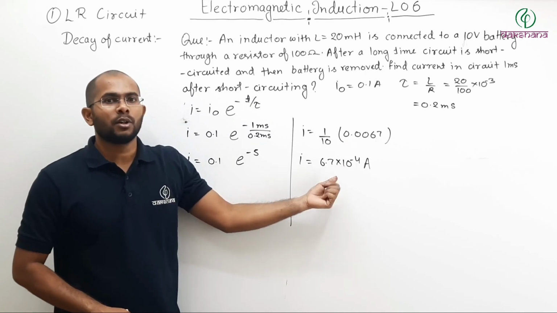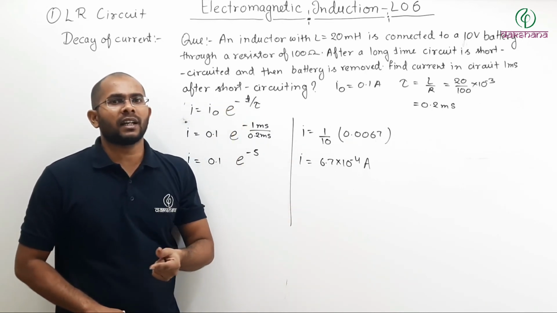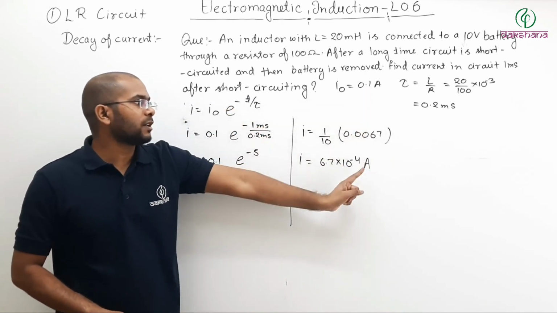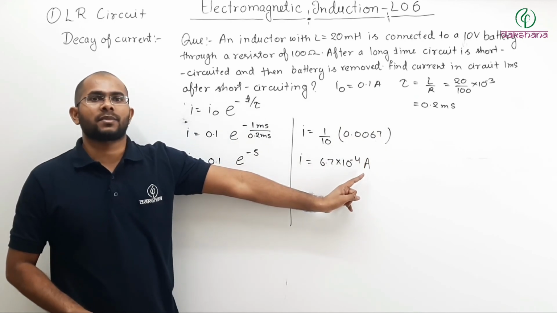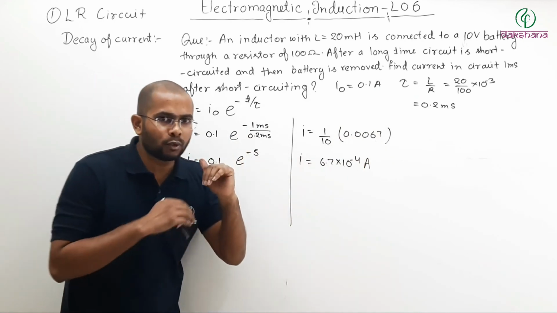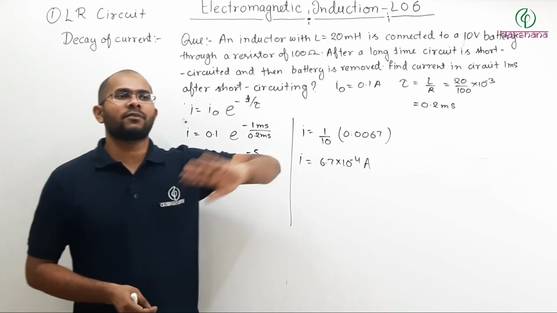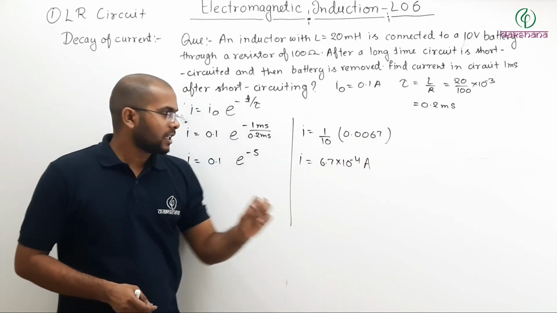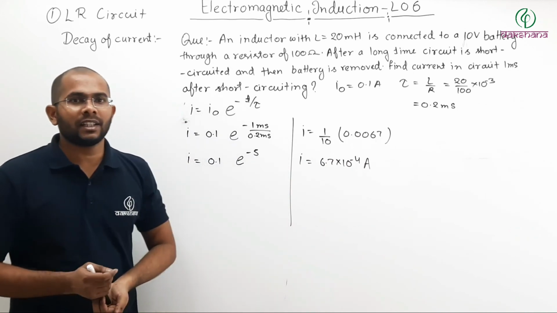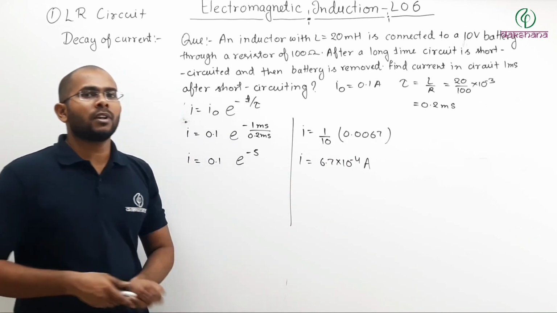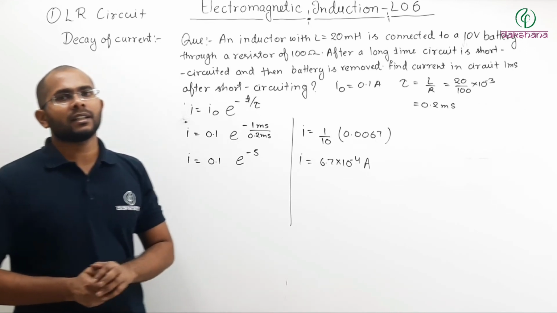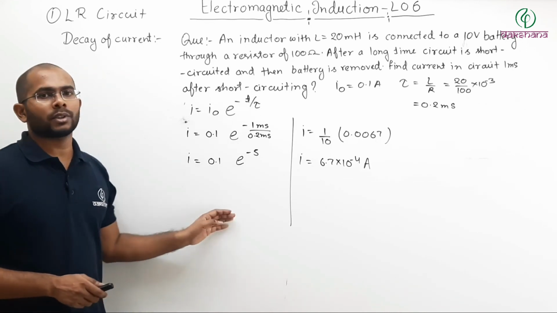This much. So within 1 millisecond, current has dropped 10 to the power minus 3 times. So that's how quickly current drops. Theoretically speaking, it takes infinite time. But in practicality, as soon as you remove the battery, very quickly current drops. So pause the video, note it down.